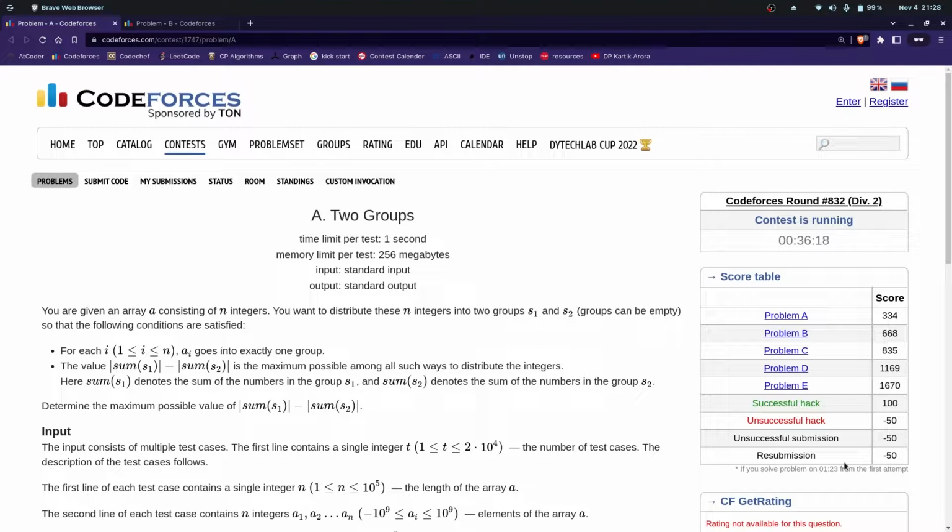So in this video, we're going to discuss the solution for the first two problems of Codeforces Round 832, which was rated for Division 2. So the first problem is Two Groups.